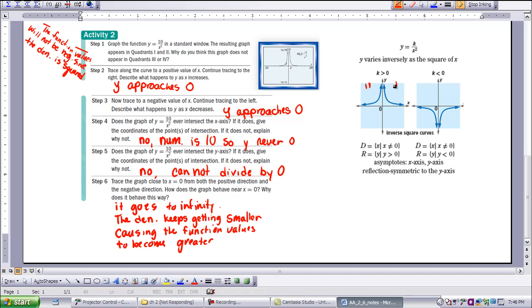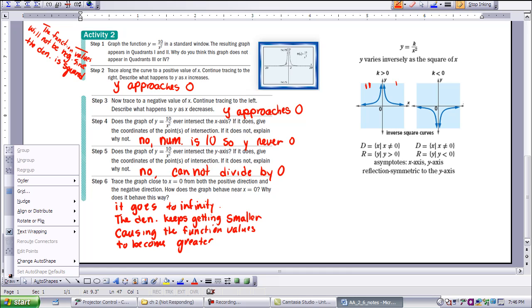We know that it approaches the y-axis and it approaches the x-axis. So our domain is going to be all values except for 0. It's not going to hit the y-axis. And the range then, if we look at it vertically, it's only in quadrants 1 and 2, and it never hits the x-axis. So it can't be everything greater than or equal to 0. It just has to be greater than 0 because it never hits 0.